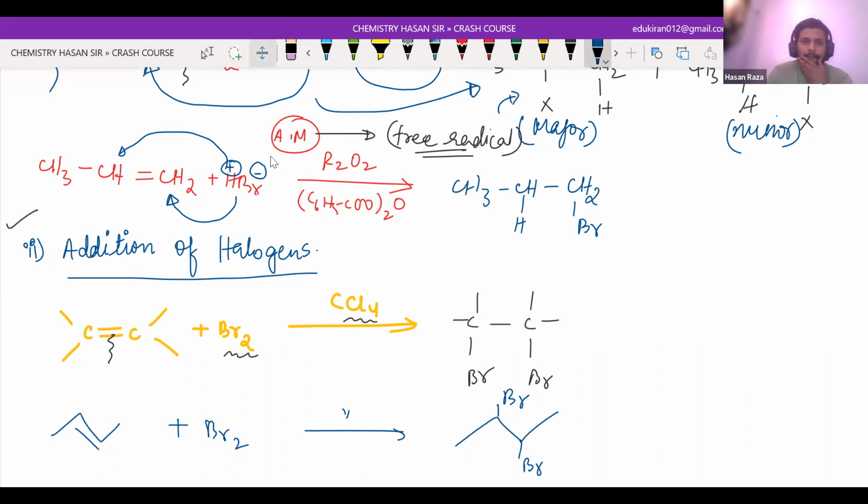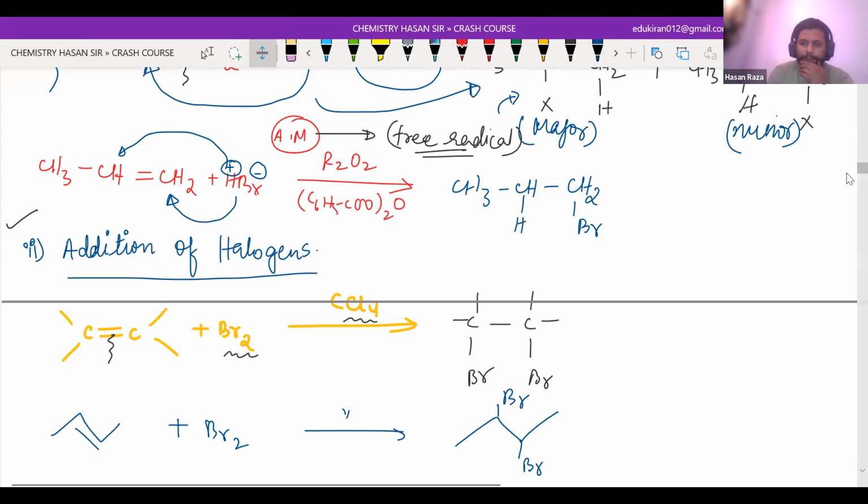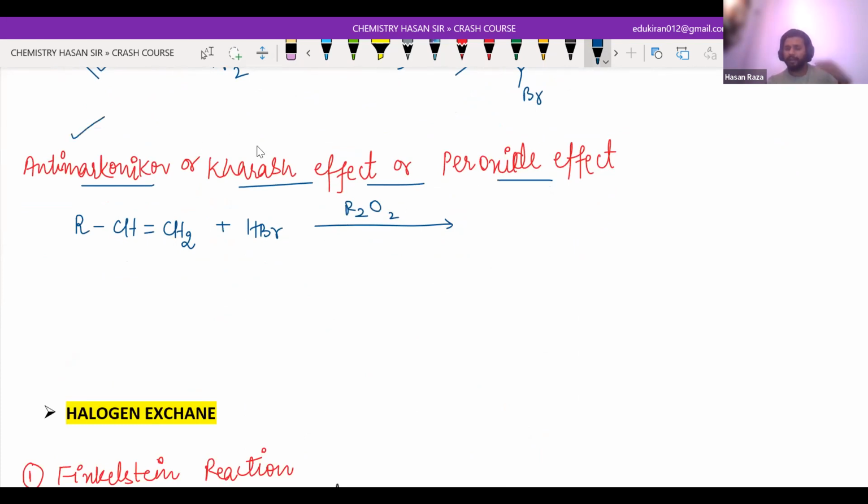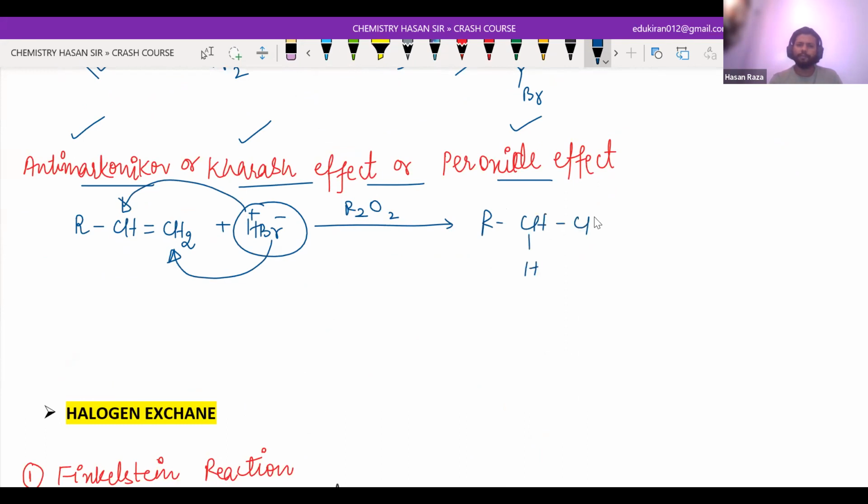Can I change the slide? Yes, sir. Okay. Now the next is, I had just given here the anti-Markovnikov or Kharasch effect. So what will be the product? You can see anti-Markovnikov has another name, that is Kharasch effect, and also peroxide effect. But the work is the same. The mechanism is the same. You can see this is your negative, this is your positive. Negative will go to that carbon which has greater number of hydrogen. This is what anti-Markovnikov is. This is okay.